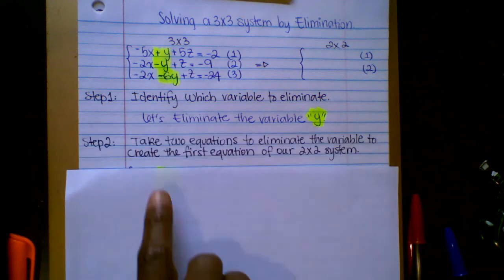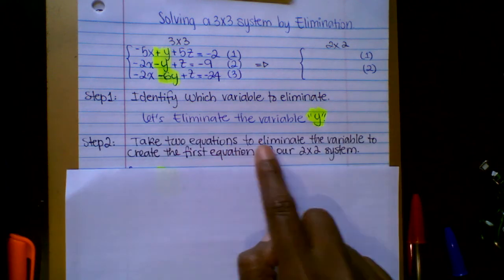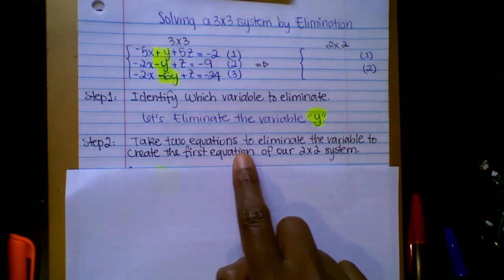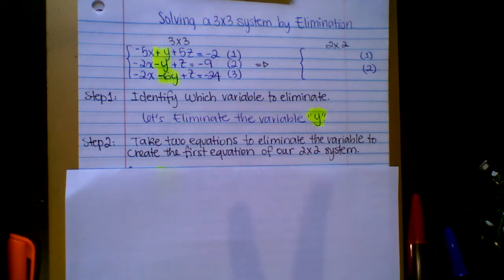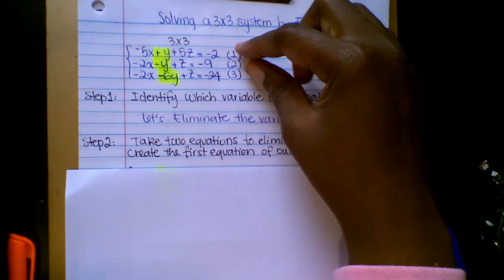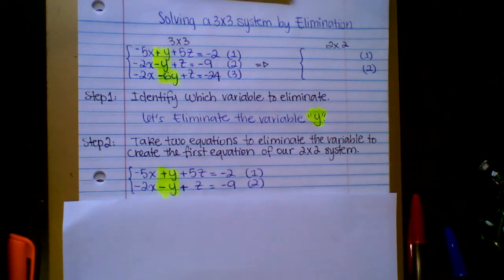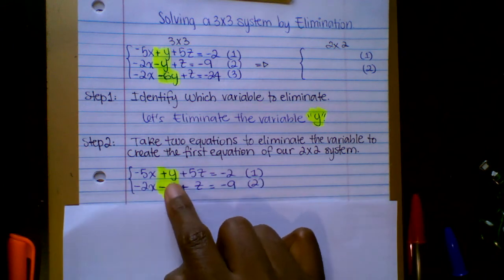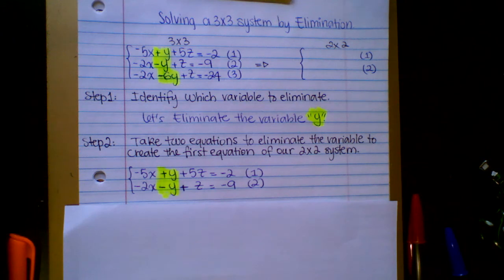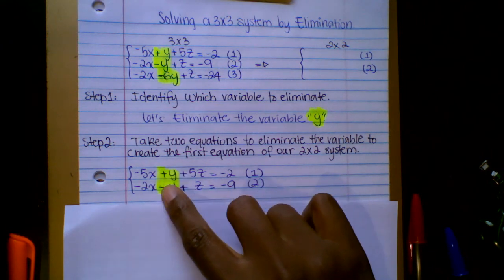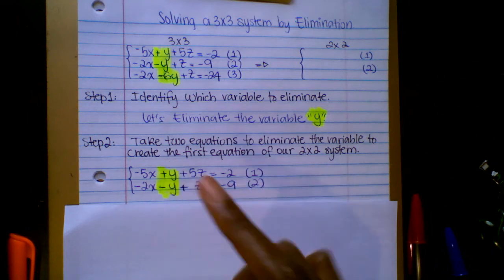So what is the next step? Step 2: you want to take two equations to eliminate the variable, and here the variable is y, to create the first equation of our 2 by 2 system. So you need two equations. What are the two equations you're going to use? I'm choosing equations 1 and 2, and they are opposite of each other already, so I don't have to multiply any equation by any number. The signs of the variable y are opposite, and the coefficient is also the same number, which is 1.